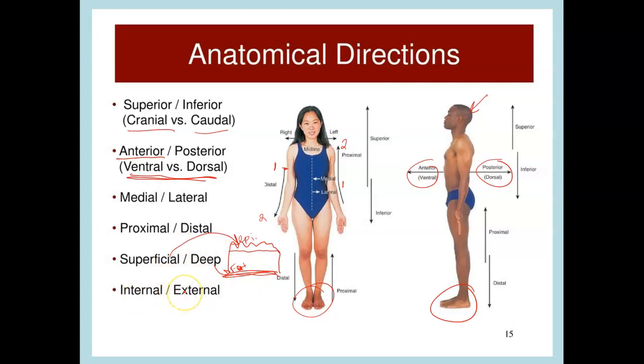And then you have internal and external. That's very plain. External is stuff on the surface of the body, and internal would be organs inside of your body.